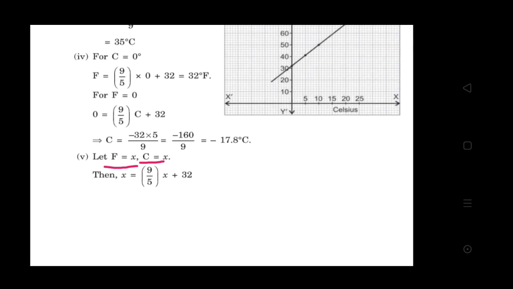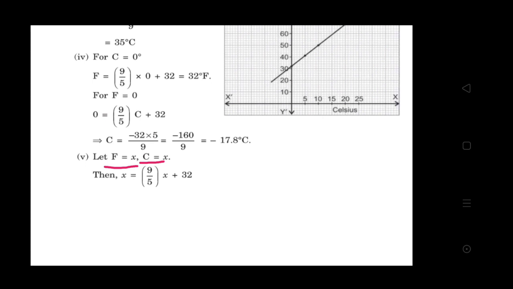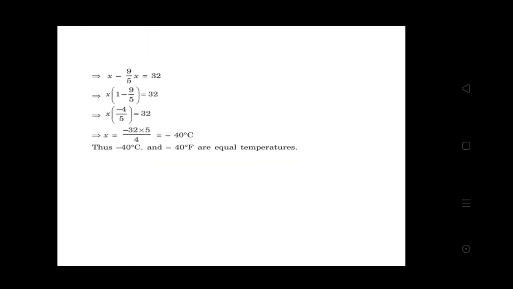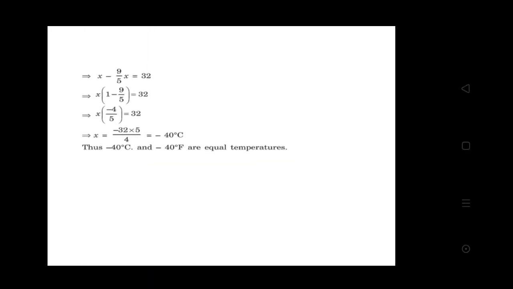So here we take, let Fahrenheit be x and Celsius also x. Now putting their values, Fahrenheit and Celsius as x and x, the answer is x minus 9 upon 5 x equals 32. So x is common in the bracket.